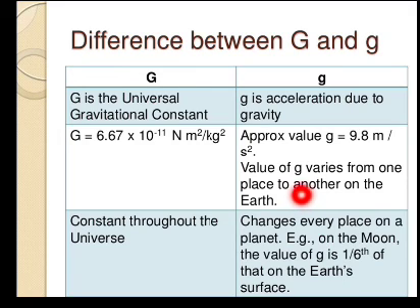The value of gravitational acceleration g at the equator is near about 9.78, while at the polar region it is approximately 9.83 meter per second square. That means the value of g is variable, not a constant. Then the last difference, constant throughout the universe. The gravitational constant is constant throughout the universe.